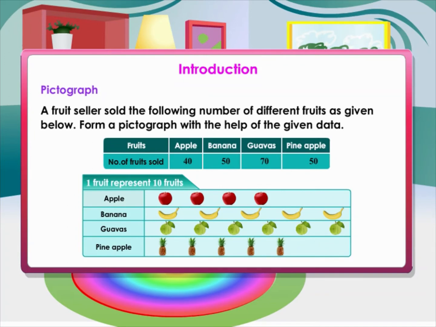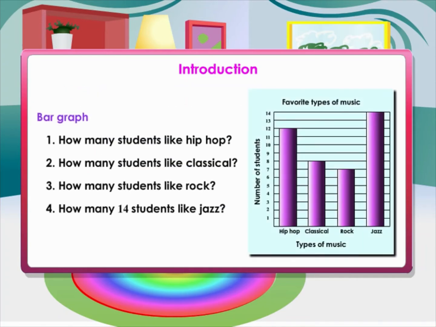A fruit seller sold the following number of different fruits as given below. Form a pictograph with the help of the given data. Bar graph. Now, we will look at examples for bar graph.